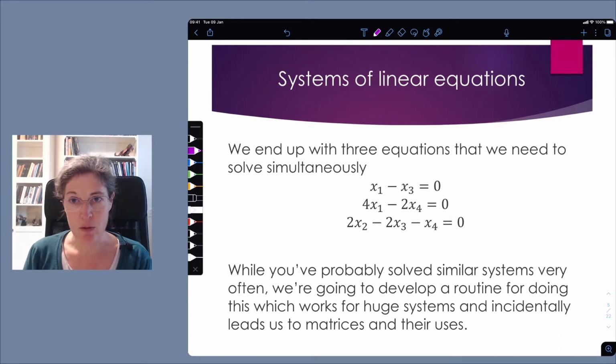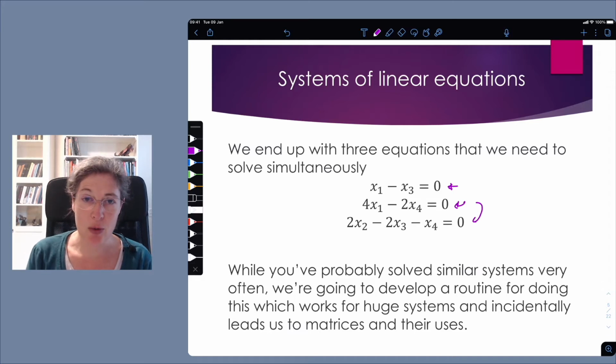Putting this in slightly more formal language, we end up with 3 equations that we need to solve simultaneously. Now, you've probably solved similar equation systems very often. You'll have your own method of doing this. For example, you might solve this one for x1 in terms of x3, and then plug it into here, and then plug it here, whatever your method. And there are many, many different ways of doing this.